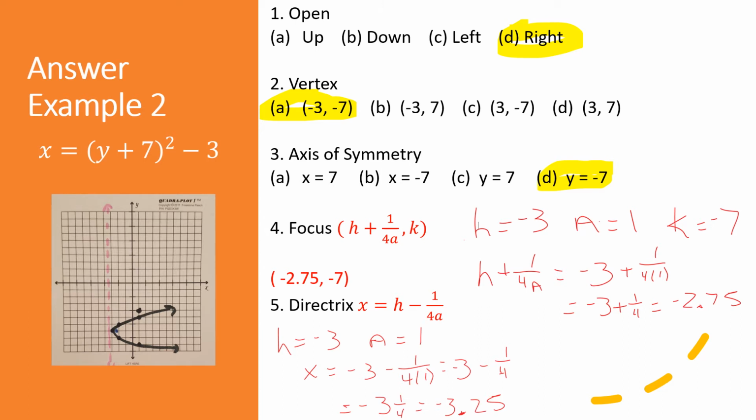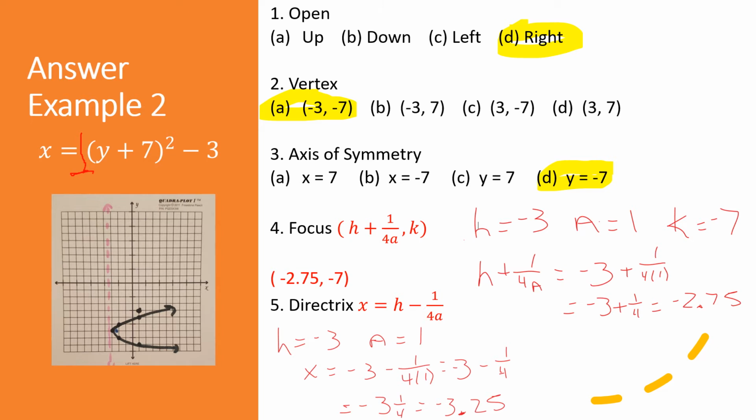Again, it's positive. There's no negative here for A. And remember, if there's nothing there, then it really is a 1. So it's right. My vertex, again, it's HK. The thing that's in the parentheses is the opposite. So because it's a positive here, that meant it really was a negative, because it was minus and minus.